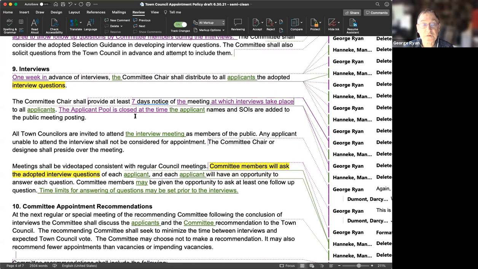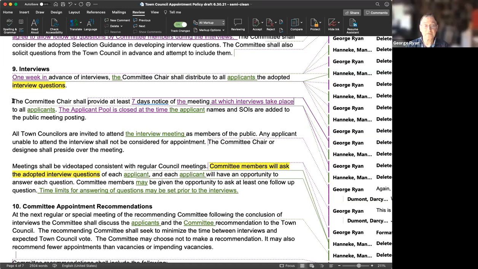To all applicants, the applicant pool is closed at the time the applicant names and SOIs are added to the public meeting posting. And I'm wondering if this all can't just be one big ugly paragraph because it's three very different things. So 1 week in advance, the committee chair distributes to the applicants the adopted interview questions. So I'm already sending them the questions a week in advance. Yeah. So surely they already know the day. You're notifying them when you send them the questions, right?